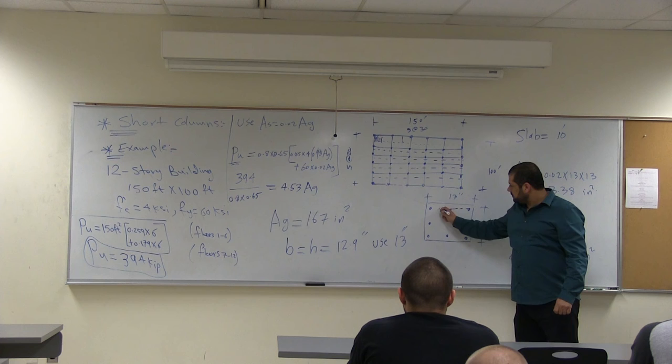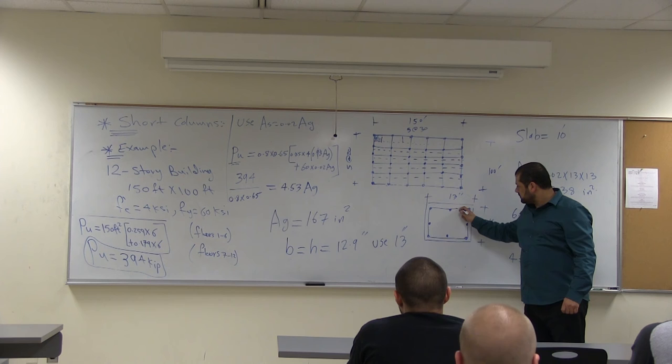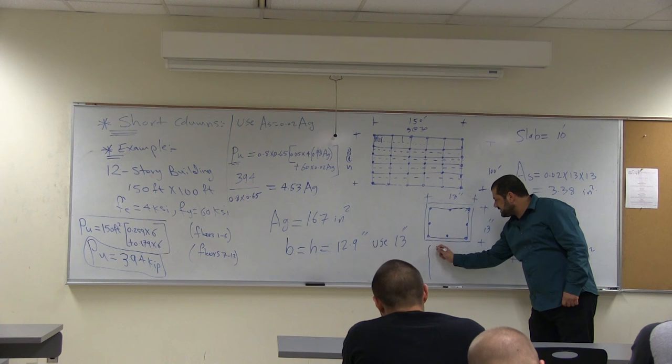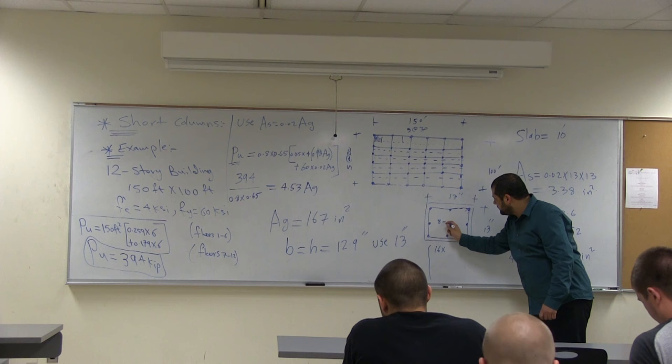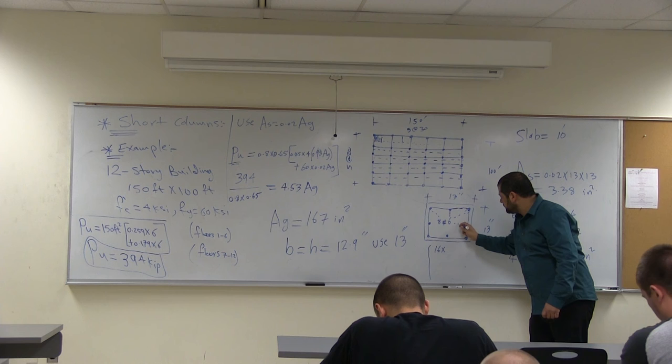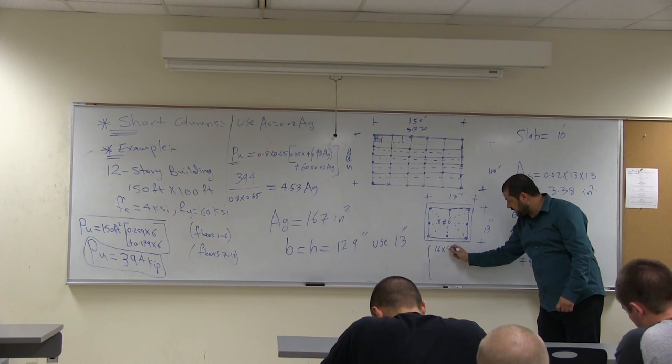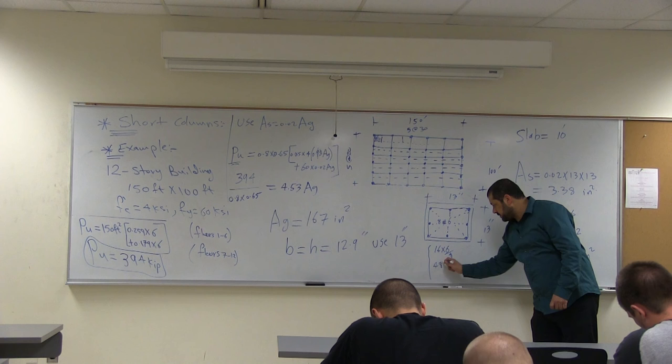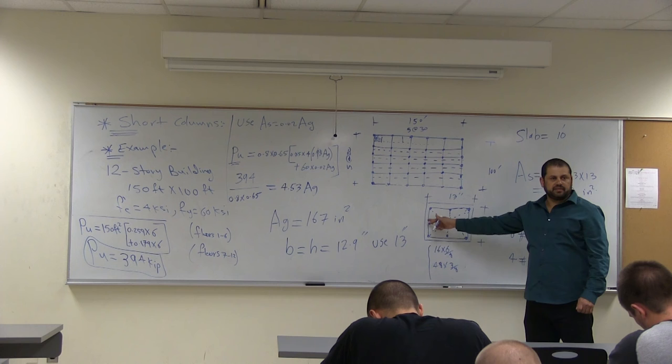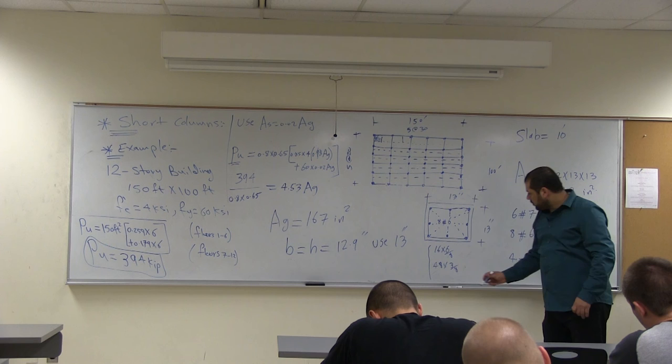Straightforward. Okay, the rest are the ties. By the way, those are what we said: 8 number 6. So this is 16 times 6 over 8, or 48 times 3/8, because the size of the tie will be number 3. Why? Because the bar size is less than or equal to number 10, or the least dimension, which is 13 inch.